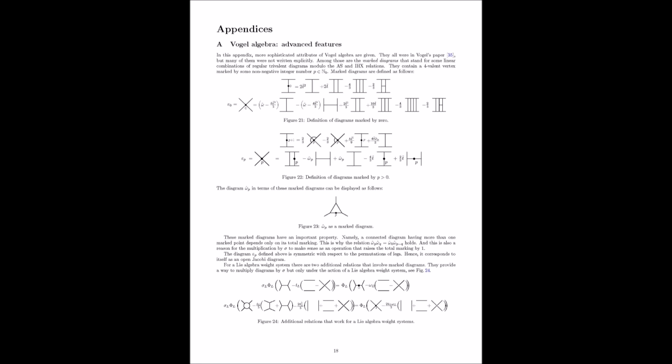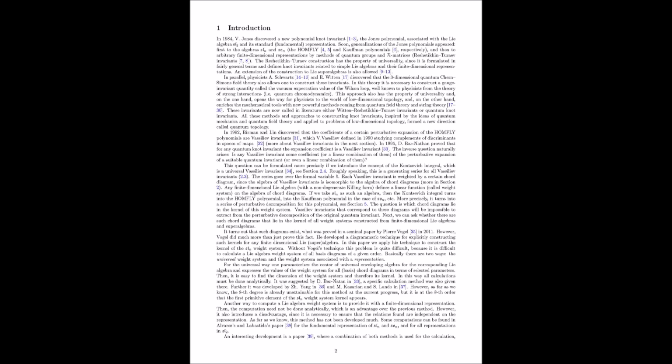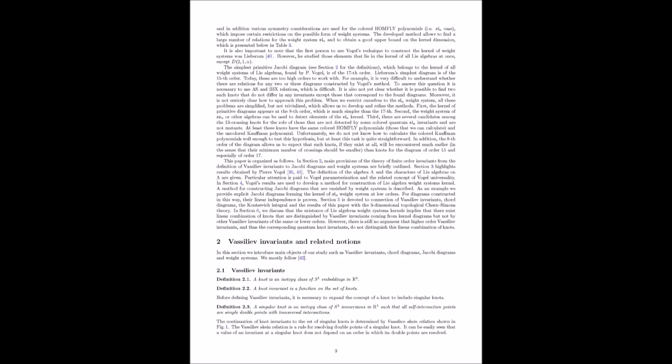This proportionality coefficient in this relationship is called the character of the element. This character is crucial for understanding how Lie algebra weight systems interact with elements of Vogel's algebra. So by understanding these characters, we can gain a deeper understanding of the relationship between these different algebraic structures. Exactly. The authors delve into the specifics of calculating these characters for elements of Vogel's algebra.